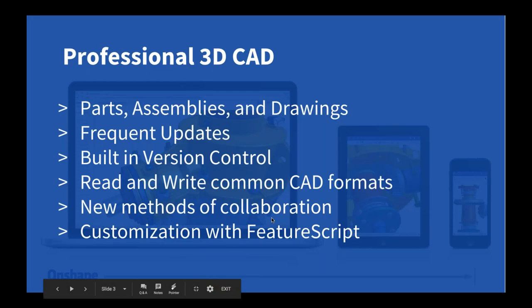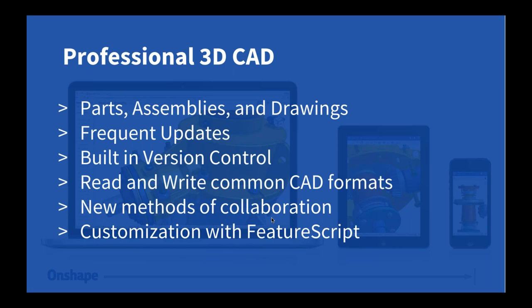The other thing I always like to mention is we do, of course, consider ourselves professional 3D CAD, but there are a lot of things about Onshape that really separate us from other professional 3D CAD systems. Generally, when you think of professional 3D CAD and other software applications, it's just parts, assemblies, and drawings. It's really those three functions. There are a lot of things built into Onshape's core functionality that are part of separate applications in other 3D CAD systems. I'm going to go over an example of this in just a bit.